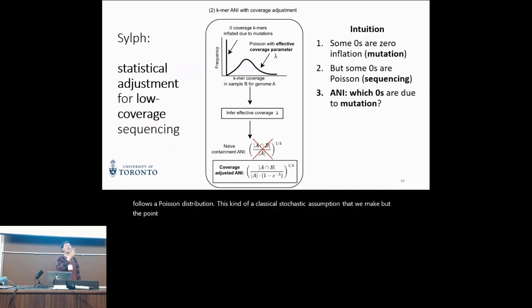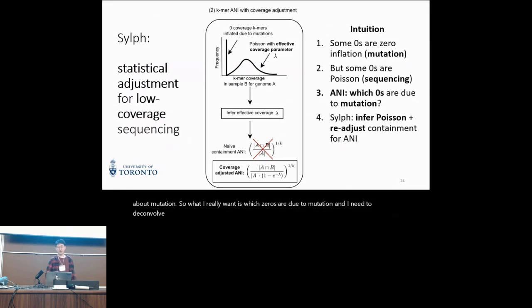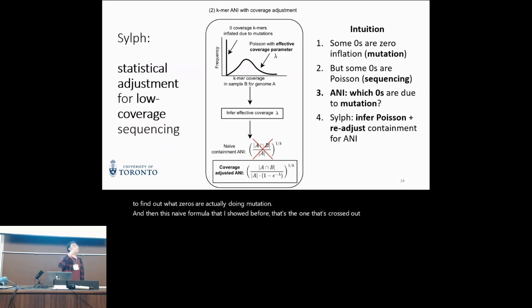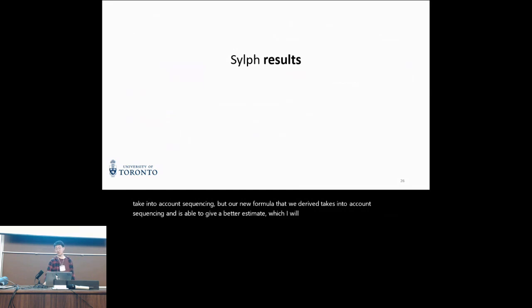But the point is nucleotide identity doesn't care about my sequencing. Nucleotide identity just cares about mutation. So what I really want is which zeros are due to mutation. And I need to deconvolve this. And this is what sylph does. So the first step of sylph is to infer that Poisson part by looking at this distribution. And then you readjust based on this Poisson part. You can readjust to find out what zeros are actually due to mutation. And then this naive formula that I showed before, that's the one that's crossed out. This doesn't take into account sequencing, but our new formula that we derived takes into account sequencing and is able to give a better estimate, which I will show now in our results.